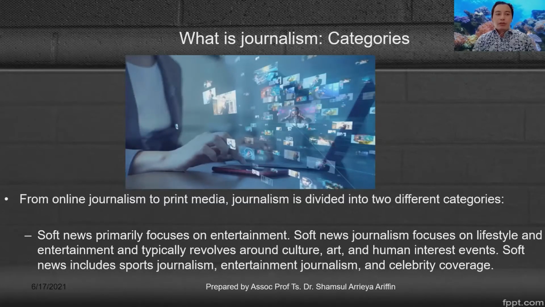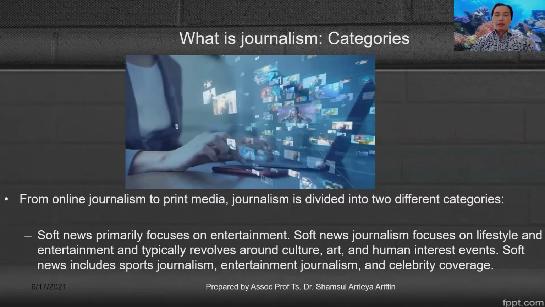And then there is also soft news. Soft news primarily focuses on entertainment. Soft news journalism focuses on lifestyle and entertainment and typically revolves around culture, art, and human interest events. You know, during this pandemic, it is very difficult to go to the theater, watch movies, or go to concerts. And lately, there was news saying that we are going to provide the Sarawak culture event via digital platform. So that is a new movement, and they reported it as new news in soft news.